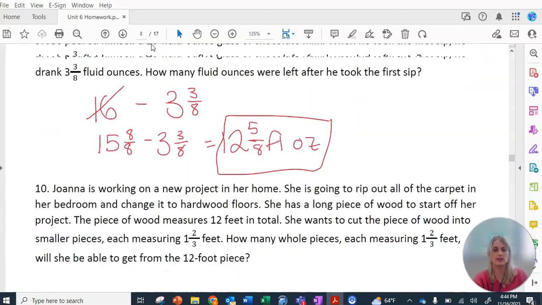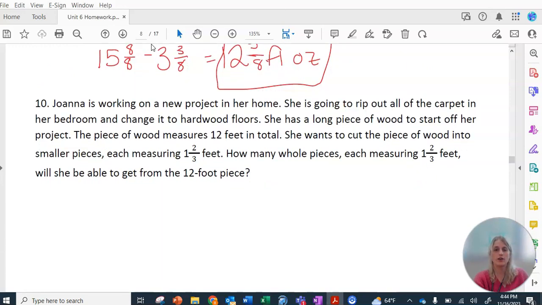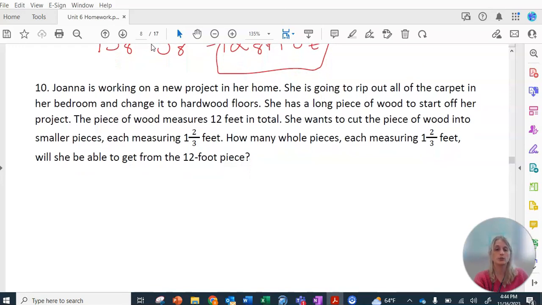Number 10, is that our last one? Yes, it is. Joanna's working on a new project in her home. She's going to rip out all the carpet in her bedroom and change it to hardwood floors.